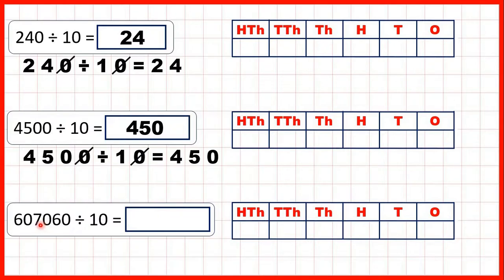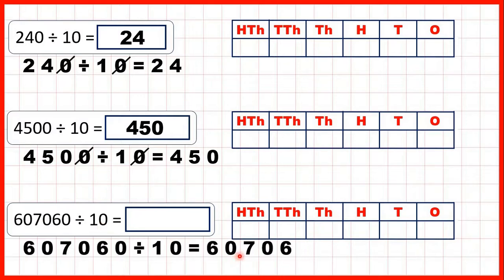Now we have 607,060 divided by 10. That's 60,706 because again we can cancel our end zeros. We get the same answer as if we do 60,706 divided by 1.